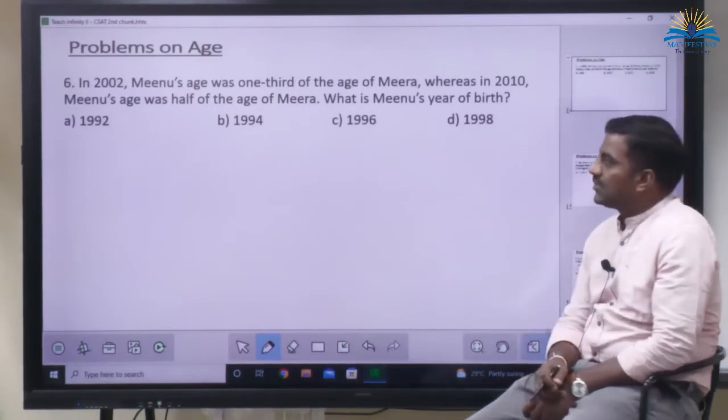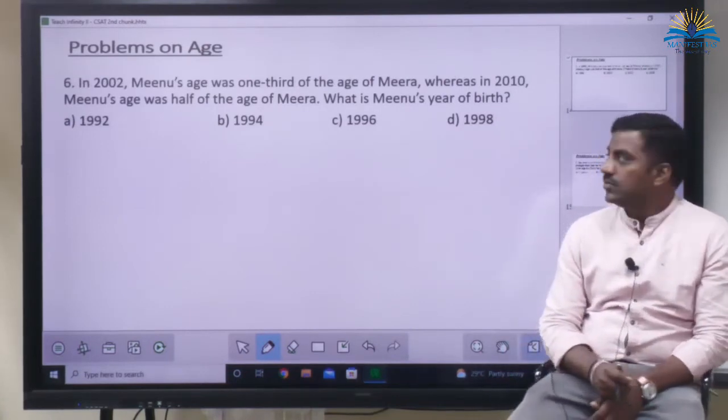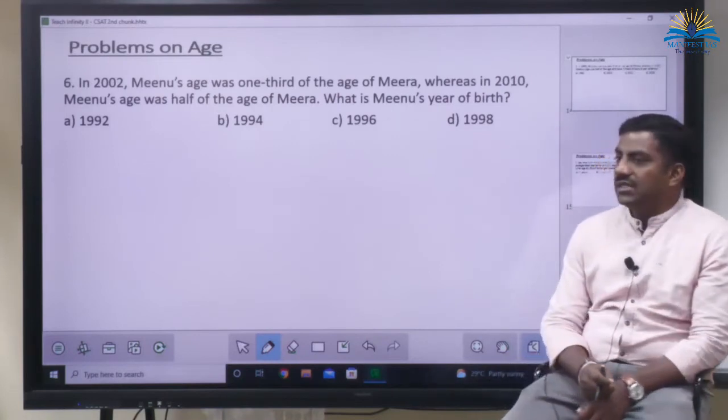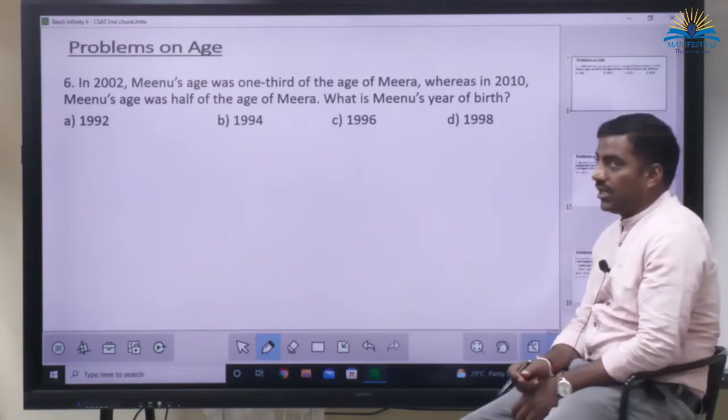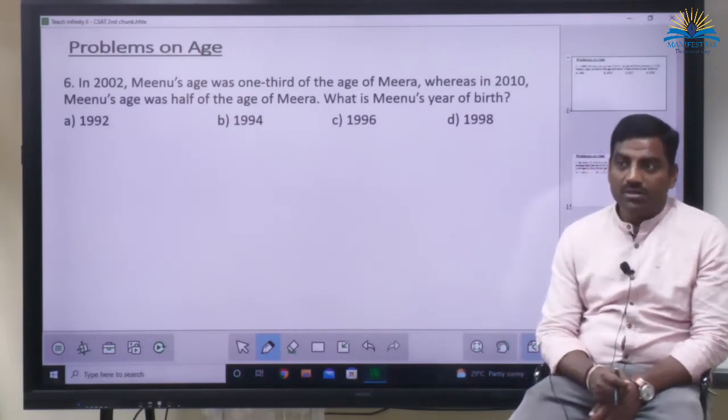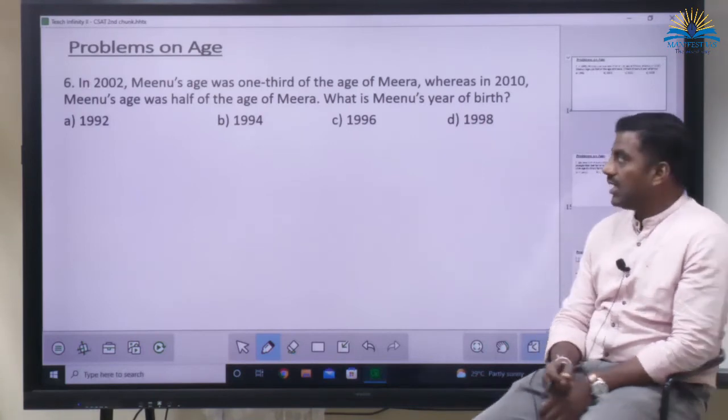Okay, this one. In 2002, Minu's age was 1/3 of the age of Meera. Here Minu and Meera both start with M, so be careful. Such things will be given in the examination, so you have to be careful there.